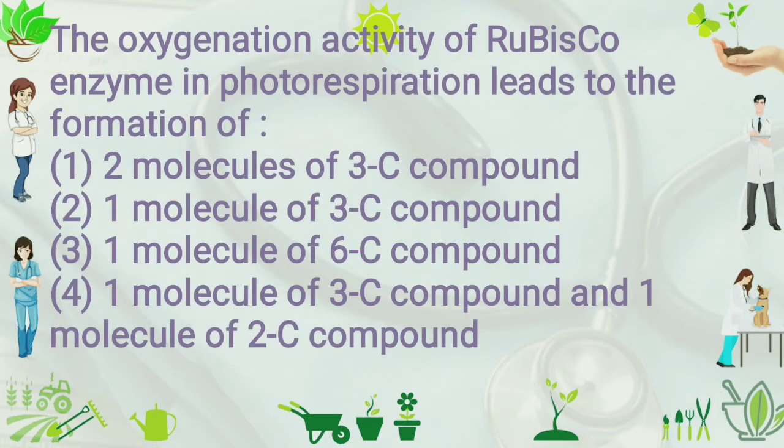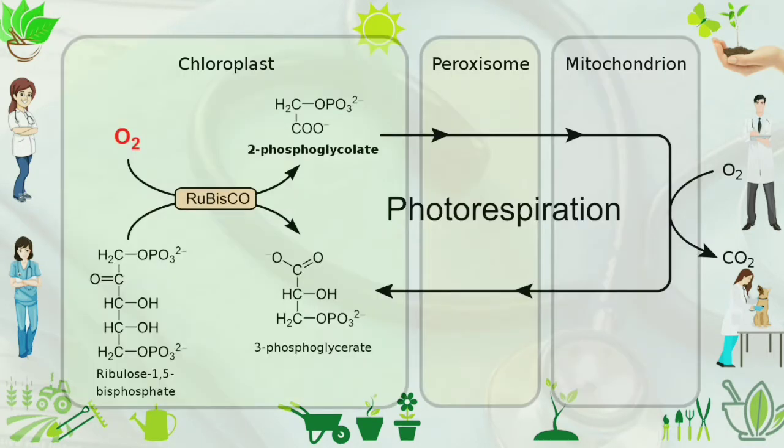The oxygenation activity of RuBisCO enzyme in photorespiration leads to the formation of option A, 2 molecules of 3 carbon compound; option B, 1 molecule of 3 carbon compound; option C, 1 molecule of 6 carbon compound; option D, 1 molecule of 3 carbon compound and 1 molecule of 2 carbon compound. We can discuss the process of photorespiration.